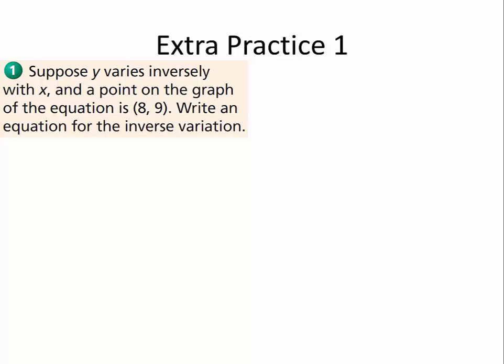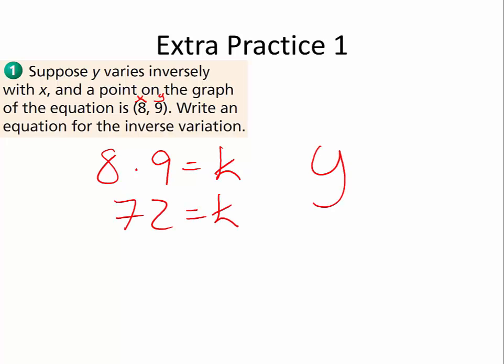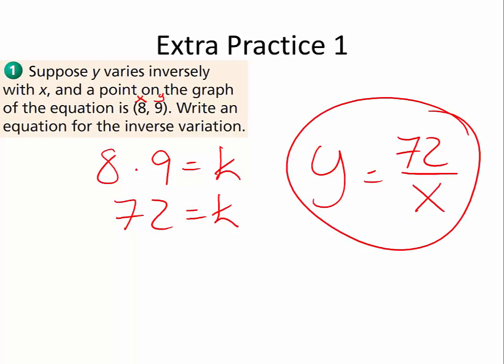the equation. They tried to trick you. They didn't write out, say, here is x, here is y. They gave it to you in coordinate form. But you should know that coordinates are in x and y format. So therefore, you have your x and you have your y. So take 8 times 9 equals k. 8 times 9 is 72 equals k. Y equals 72 over x. And there's your inverse variation equation.